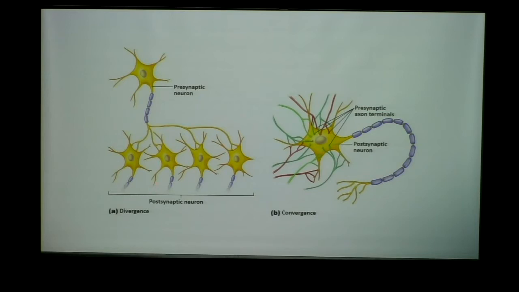And then convergence is somewhat the opposite. This is where several signals, several synapses are communicating onto the soma of this postsynaptic neuron. So we have many presynaptic neurons synapsing onto one postsynaptic neuron, okay? And this is just to help us really understand the big picture. So neurons aren't speaking one-on-one, it's not a one-on-one conversation, right? It is multiple conversations, multiple synapses, multiple transmission of these electrical and chemical signals, okay?